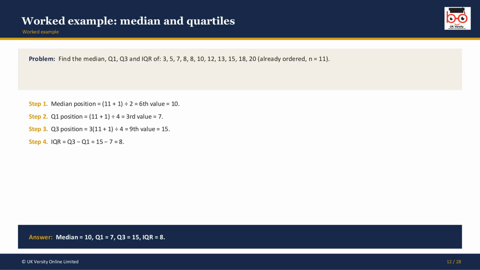Let's try it on 11 values, already in order from 3 up to 20. With n equal to 11, the median position is (11 + 1) / 2. That's the 6th value, which is 10. The lower quartile is at (11 + 1) / 4, the third value, so 7. The upper quartile sits at 3 times 12 over 4, the ninth value, 15. And the interquartile range is Q3 minus Q1, 15 minus 7, which is 8.